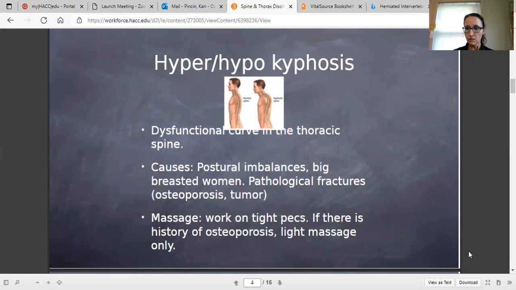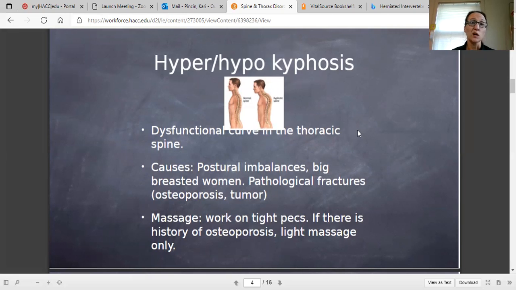So if you see someone with hyperkyphosis, you're definitely going to be working on the pectoral muscles because they are going to be hypertonic as the whole head and neck move forward. If there's a history of osteoporosis, then of course, light massage only. Osteoporosis is porous bone, so the bones become a little more brittle, so you're not going to be doing deep work.